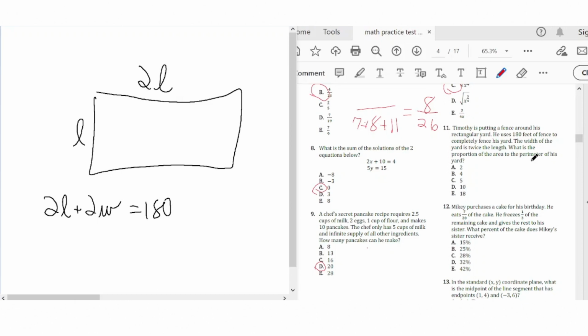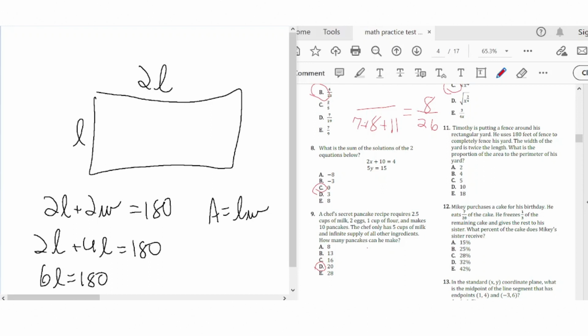Okay. What is the proportion of the area to the perimeter of his yard? And the area is going to be length times width. Alright, so we're looking for the proportion of area to perimeter. So let us calculate the perimeter first. We can plug the width into our equation because we know that W equals 2L. So we're going to have 2L plus 4L equals 180. Adding like terms, we get 6L equals 180. Therefore, L equals 30. Furthermore, W equals 60 since it's double the length.